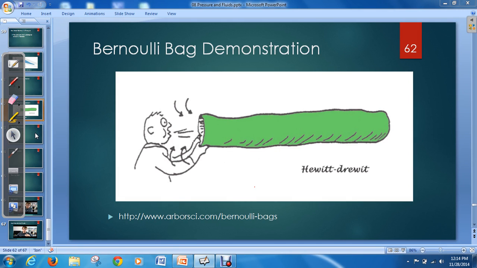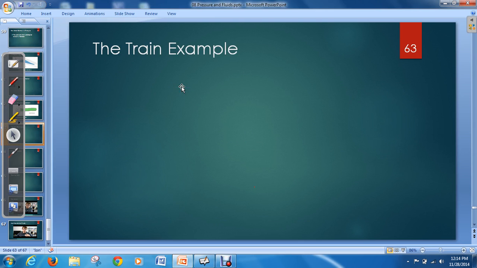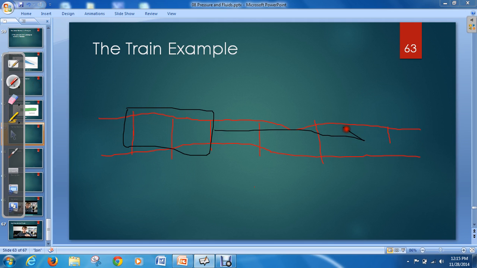Okay, then the last one we'll go through today is what I call the train example. Okay, so this is a really interesting scenario. So imagine you have a train track. Oh, I'm sorry for my bad drawing. I'm using a touchpad, so forgive me for the non-straight lines. But you have a train track, and you have a train going down the track. Let's say it's right here. Here's our train, and it's moving down the track at a quick speed.